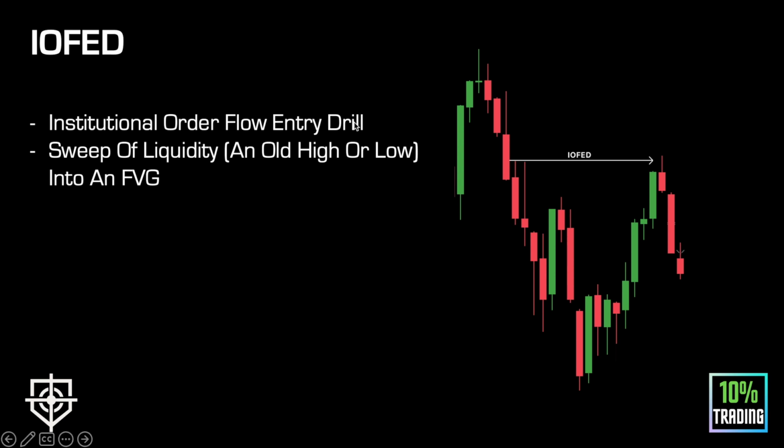And IOFED, I know it's a big kind of phrase or name, don't let it scare you. It's very simple. Sweep of liquidity into a fair value gap. As you guys can see, equal highs got swept into this FVG. This is a model I love trading, and that's because it's so simple. If it's in premium or discount, especially on your lower time frame, it happens very often. And the next time it does, I will point it out for you guys.